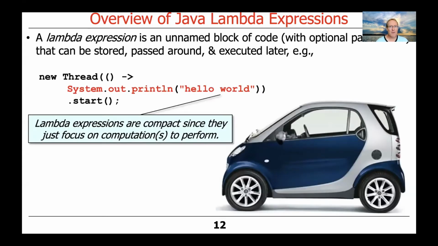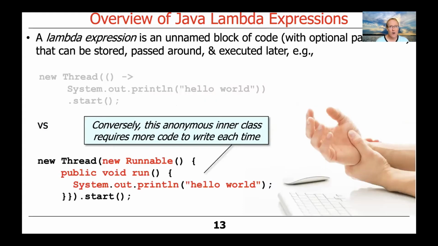Why do we like Lambda expressions? We like them because they're very compact, and they only focus on the computation or computations that we're trying to perform. So think of it like a smart car, right? It's very small, very lean, and saves you lots of things. Well, what would be an alternative way of doing things? An alternative way of doing things would be to use something called an anonymous inner class. And this example that I've highlighted down at the bottom of the slide illustrates the classic way of doing this.